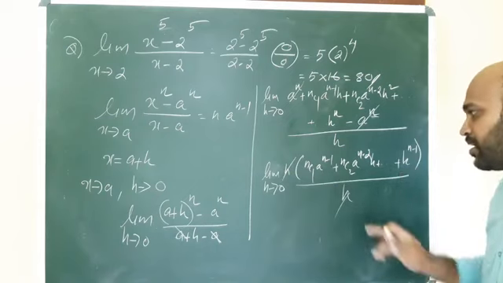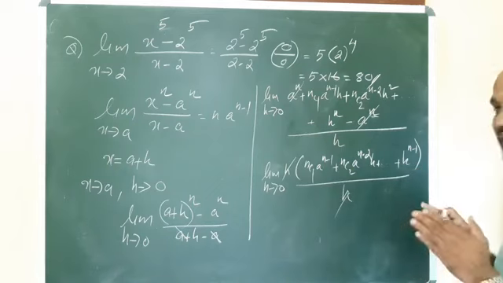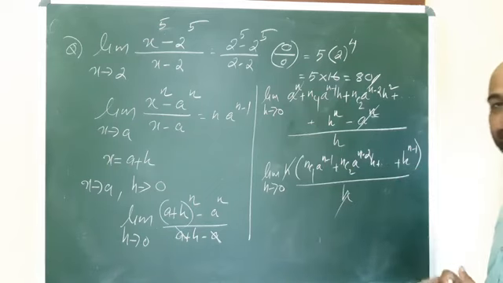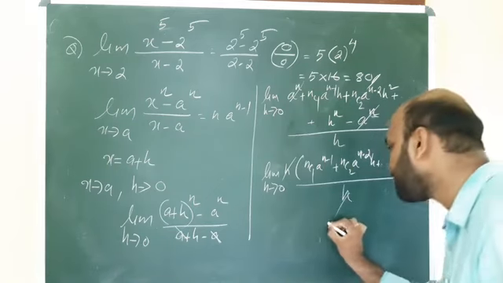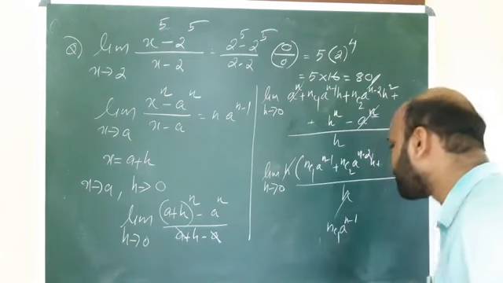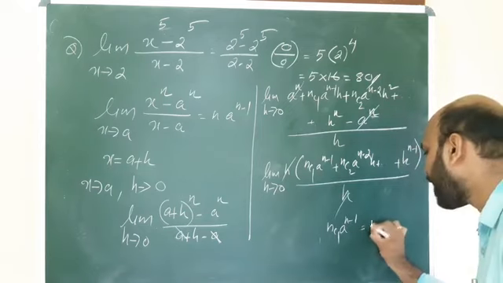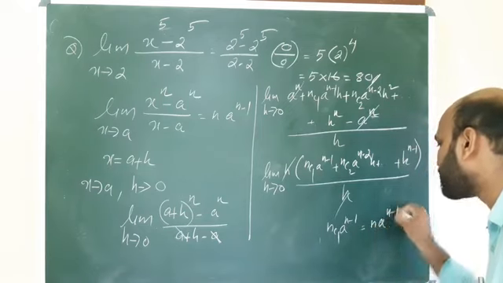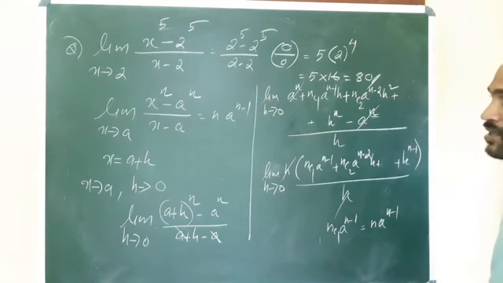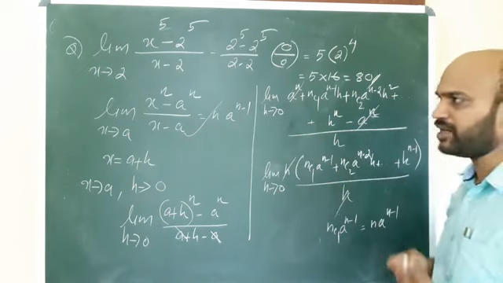So what we will get? Except the first term, all other terms contain h. So all other terms will be 0. So our answer will be nC1 into a raised to n minus 1. What is nC1? nC1 equal to n. So n into a raised to n minus 1. That is the derivation. So this formula you have to learn by heart, the derivation you need not study.